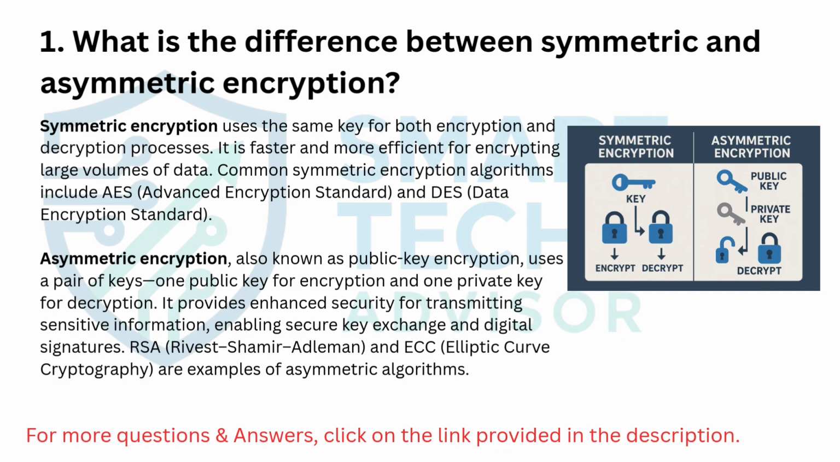Asymmetric encryption, also known as public key encryption, uses a pair of keys: one public key for encryption, one private key for decryption. It provides enhanced security for transmitting sensitive information, enabling secure key exchange and digital signatures. RSA and ECC are examples of asymmetric algorithms.